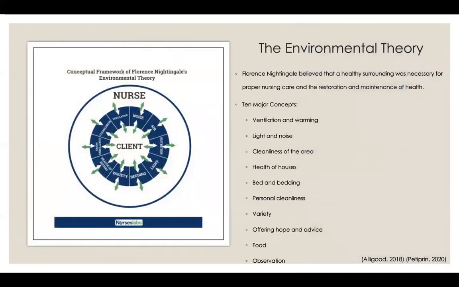What is the environmental theory? So Florence Nightingale believed that a healthy surrounding was necessary for proper nursing care and the restoration and maintenance of health. There are 10 major concepts to her theory, which include ventilation and warming, light and noise, cleanliness of the area, health of houses, bed and bedding, personal cleanliness, variety, offering hope and advice, food, and observation.